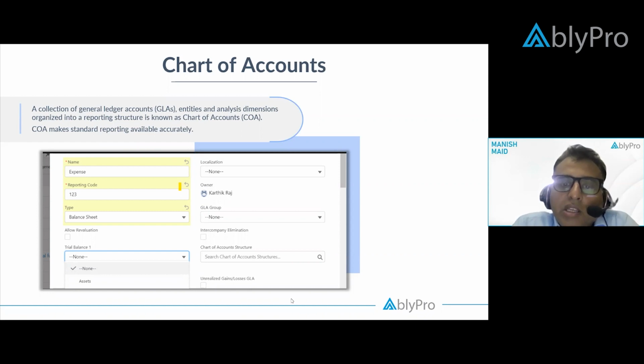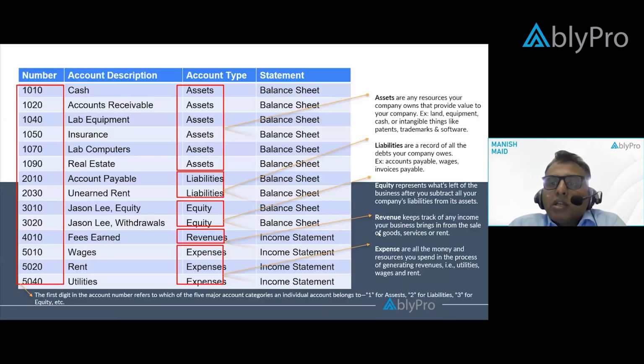Now let's move to the general ledger account. I'll show you some basic examples of the chart of account types first here. Okay, so you can see there are a few general ledgers created here, which are mapped to different account types: assets, liabilities, equity, revenue, and expenses.